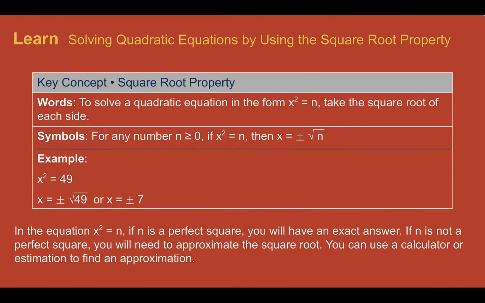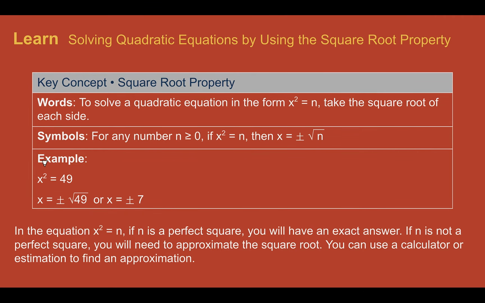Solving quadratic equations by using the square root property. So our key concept here is the square root property. Essentially what this means is if you have a quadratic equation in the form of x to the second power equals a number, all you have to do to solve for x is to take the square root of each side. And this works for any number that is greater than or equal to 0. So when we do that, we end up with x equals plus or minus the square root of that number.